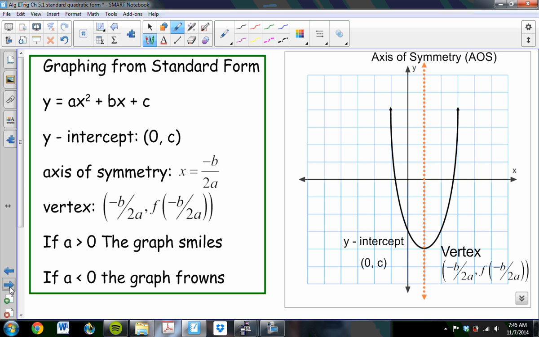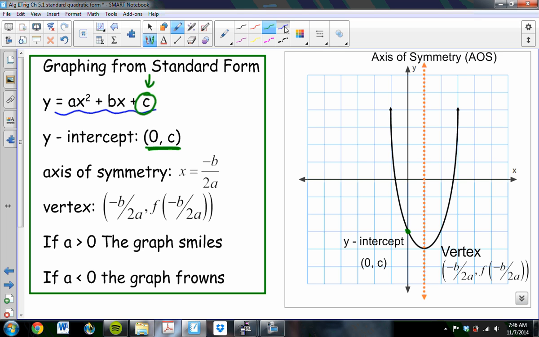Standard form of a parabola, y equals ax squared plus bx plus c, tells us some things that we can find very quickly just by knowing stuff about the formula. For example, this value c, which will stand for some number, is always going to be the y-intercept. So right now, this point right here is my y-intercept. It's at the point (0, c). In this case, c would be -3. You always find the y-intercept by looking at this c value right here.